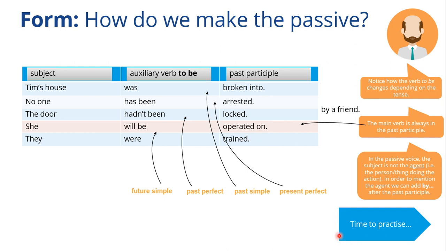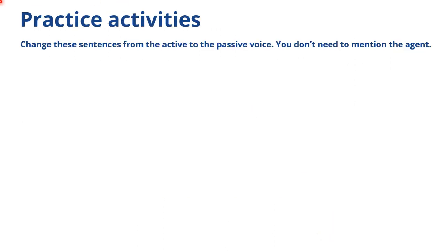Alright, let's start with the practice now. Now the practice activities: change the sentence from the active to passive voice. You don't need to mention the agent. Okay. The ambulance took her to the hospital last night. So this is the subject, this is the predicate, this is the object. What is the answer for this?